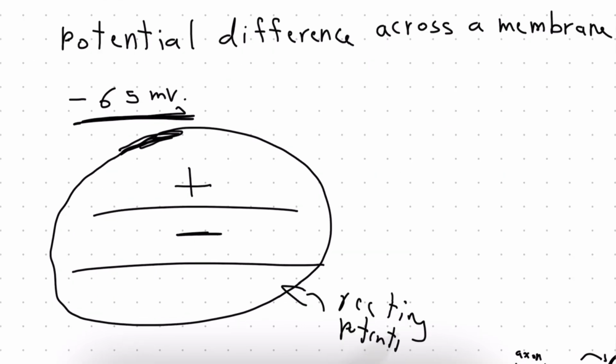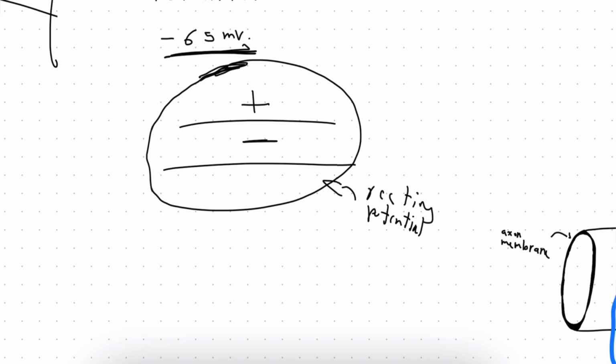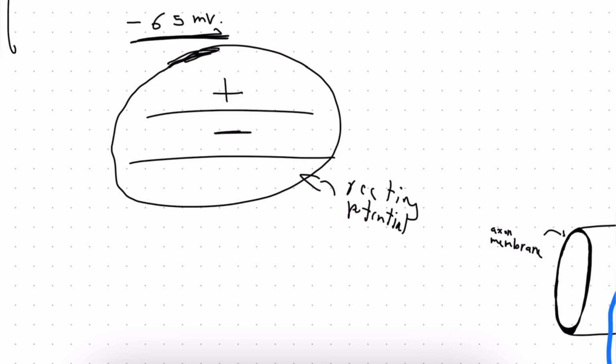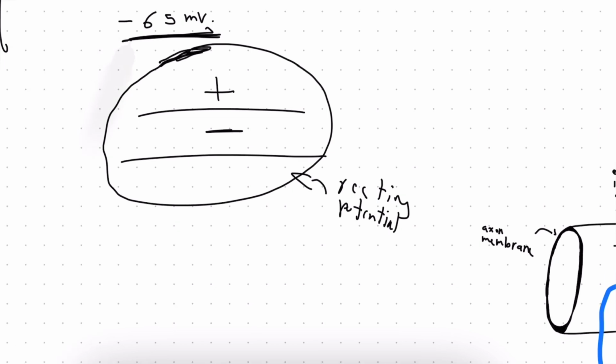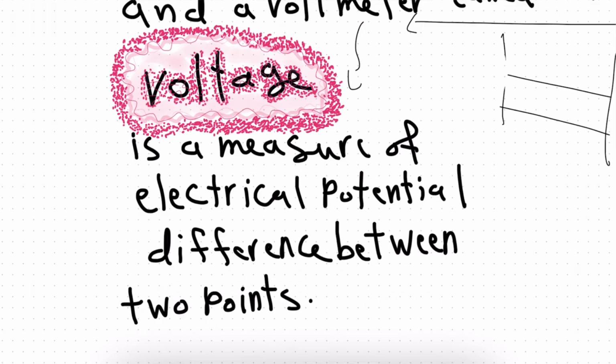Resting potential. An axon is said to be at rest when it is not receiving or sending a message. When we use an oscilloscope to measure the potential difference across the membrane, it reads negative 65 millivolts. When an axon is at rest, the inside is negative, the outside is positive. Voltage is often measured in millivolts.